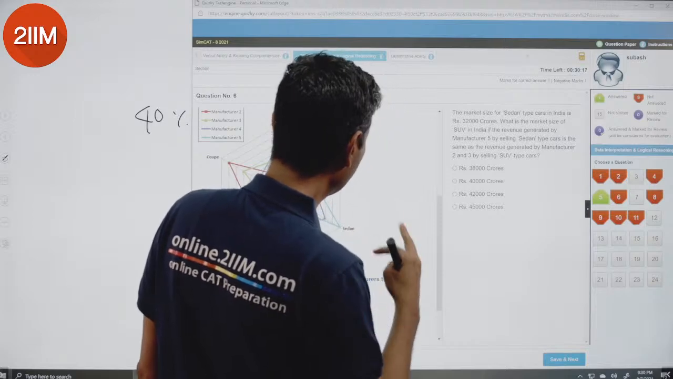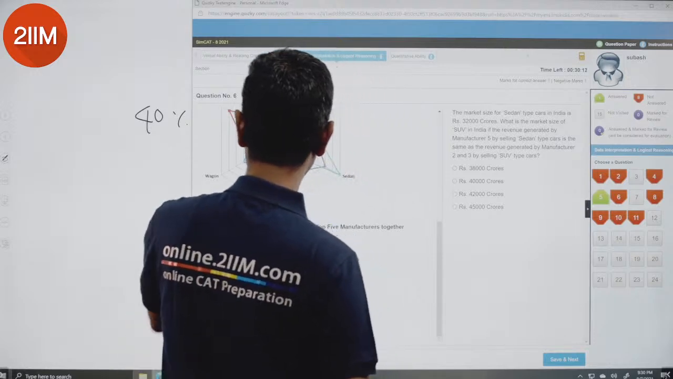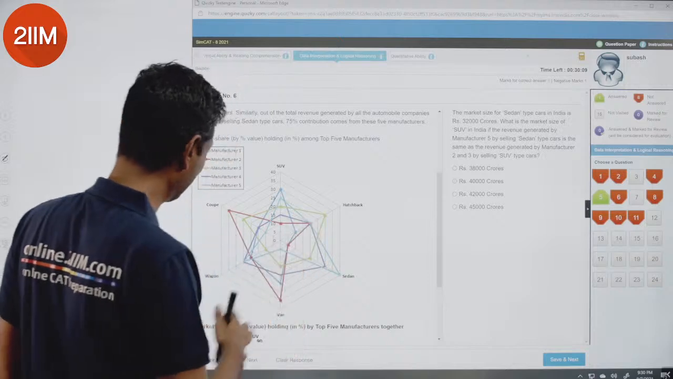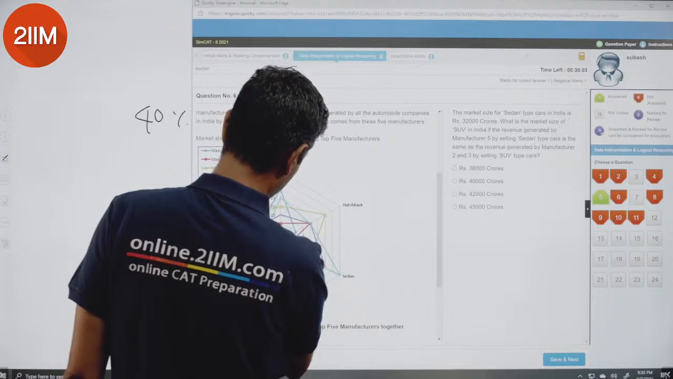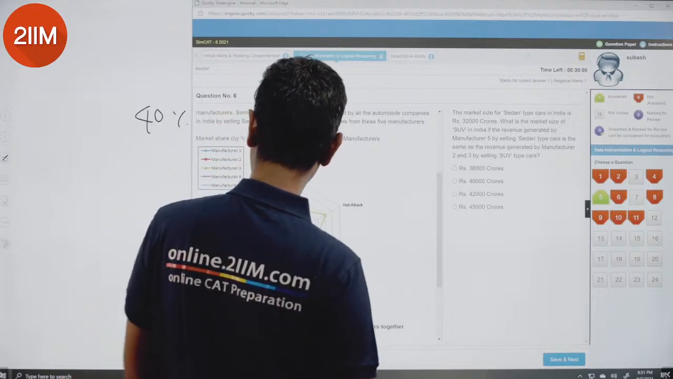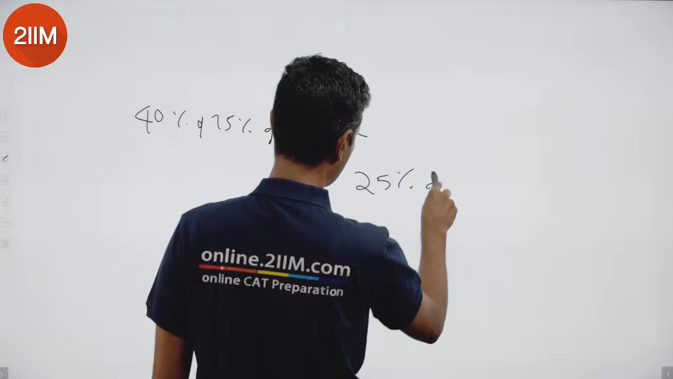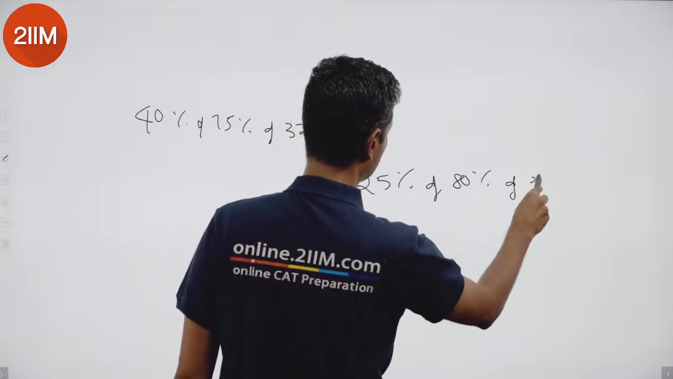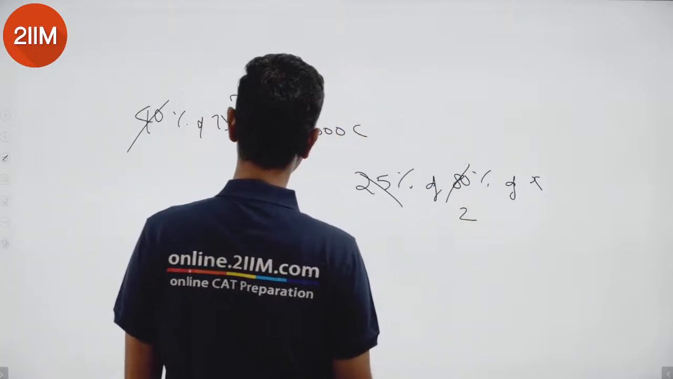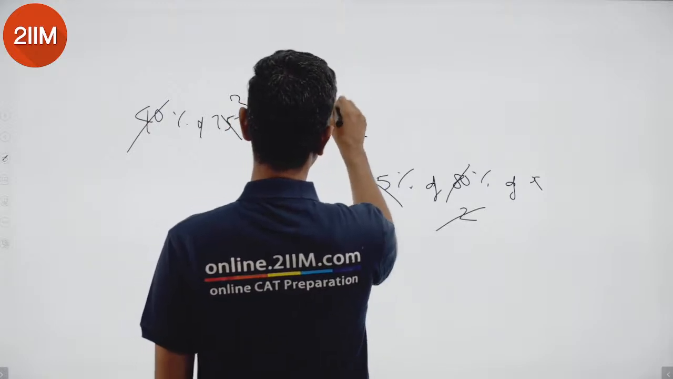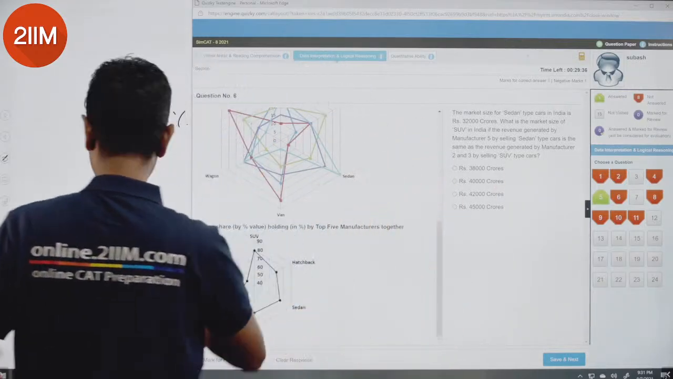SUV type by 2 and 3. SUV type, the market share of the big 5 is 80%. 2 and 3 put together. 2 is red, 3 is light green. Let's look at SUV, red and light green. Red is 5%, light green 10, 15, 20. 25%, both put together, 25% of 80% of something. This is 25% of 80% of X. This is 3, this is 2, this is 16,000. 3 into 16,000, 48,000 crores. Hopefully that should be there in the choices, and it is not there.